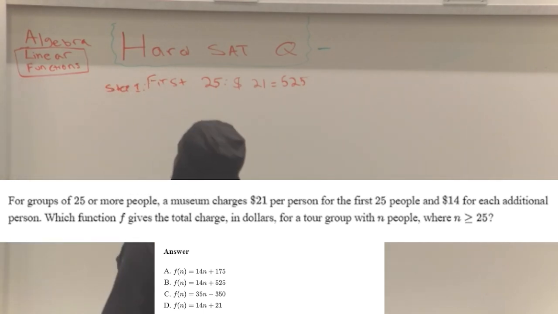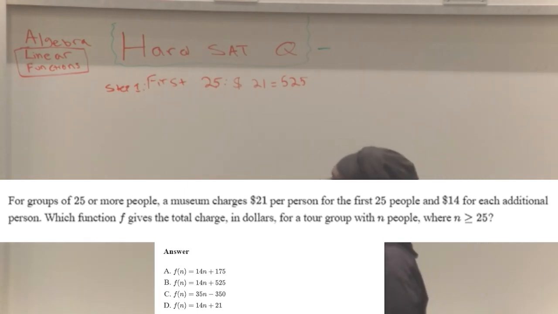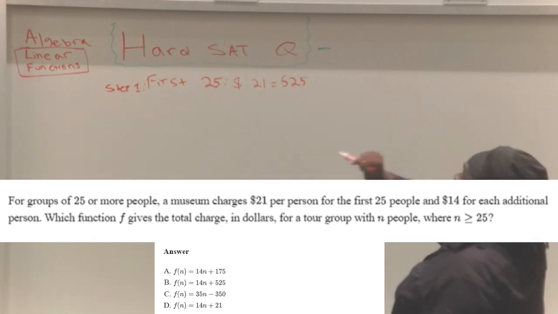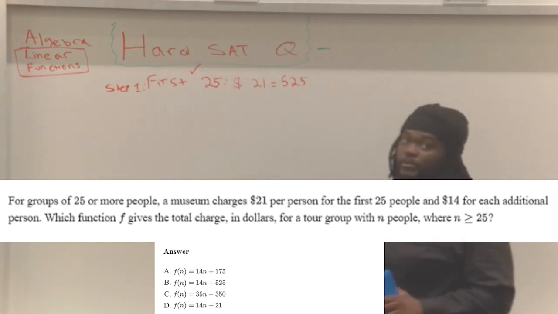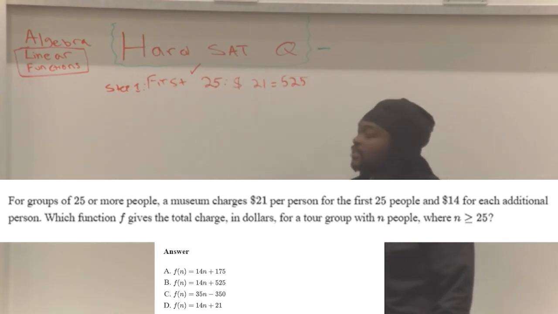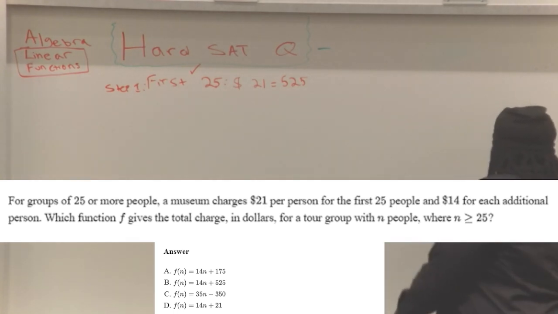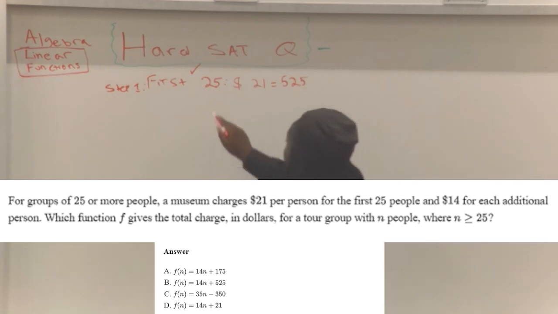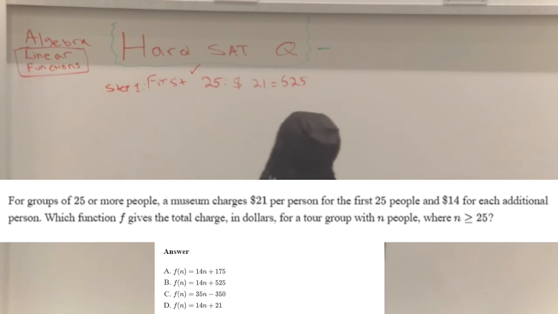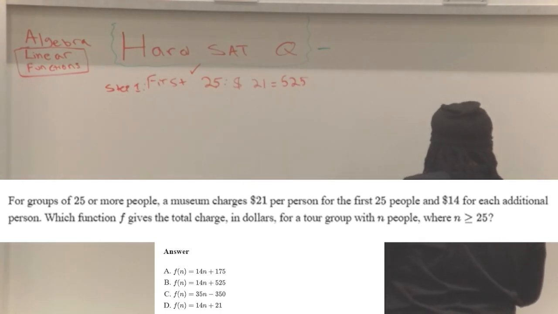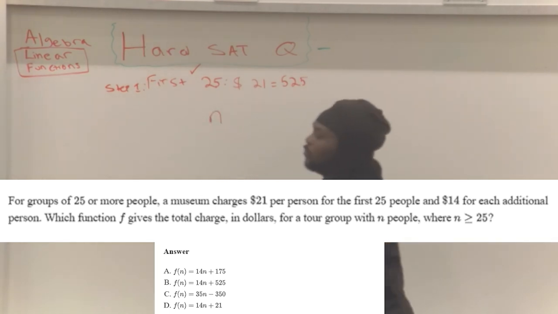Now think about it. If your first 25 people are $21 per person, what's the next important step that you're going to want to do? You're going to want to find that $14 for each additional person after, right? Because remember, for this first 25, no matter what the number is, if it's 30, if it's 60, if it's 90, you're going to have this 525 for these first 25 people. Now, what's the next thing telling you? It's telling you that any person after 25, essentially number 26 and beyond, is going to be $14 additional. So then essentially, if there are n people, what are you going to want to do?